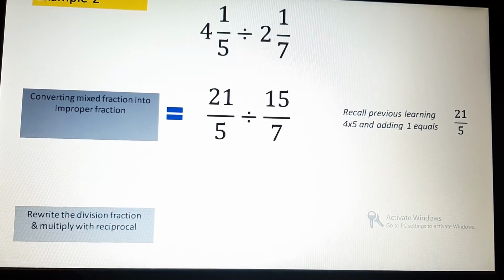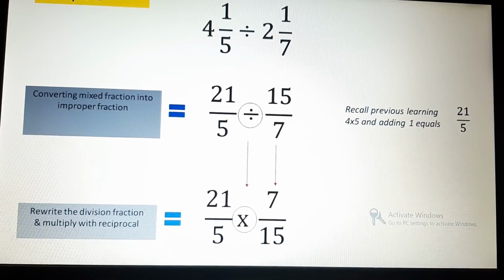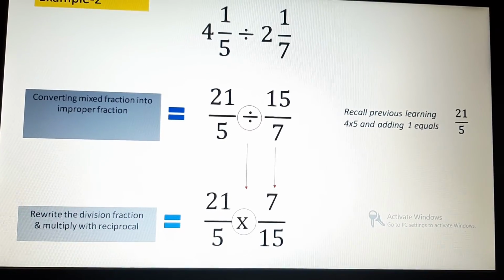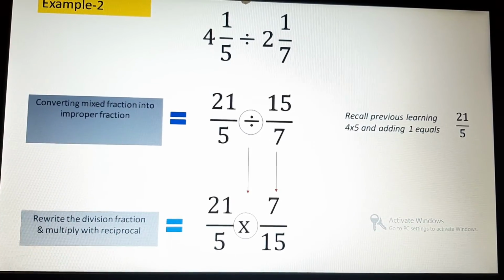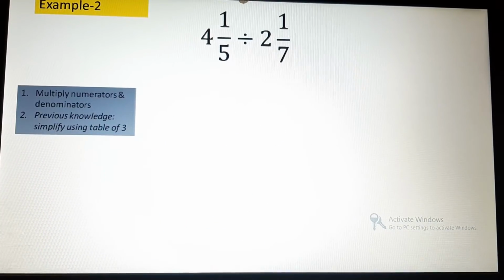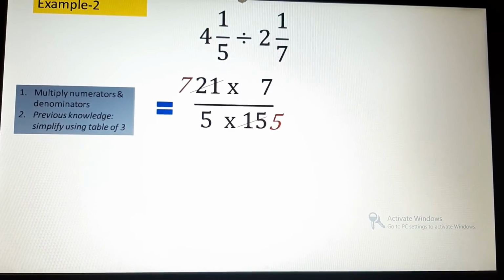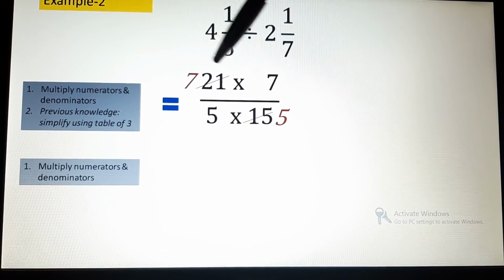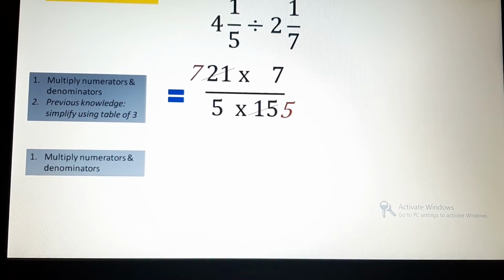Now we are going to rewrite the division and multiply with the reciprocal. We have changed the sign from division to multiplication and we have flipped the second fraction, that is 7/15 now. Using our previous knowledge, we know that we have to multiply the numerators and we have to multiply the denominators. 21/7 and 5/15 is simplified here using the table of 3. 21 divided by 3 is 7 and 15 is also in the table of 3 and we are getting 5 here. So we have simplified the numbers here for our ease.